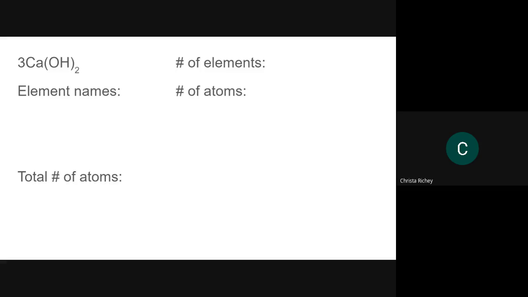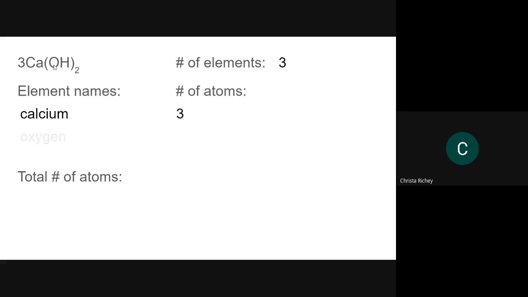Calcium hydroxide, which is the one that I had on the board and I erased. I have calcium, oxygen, and hydrogen. I have 3 elements here. Calcium is the first thing I see. How many do you have? 3. This 2 only affects the hydroxide. Calcium doesn't have a subscript. You can't see me pointing on one. The calcium doesn't have a subscript, so it's 3 times 1.